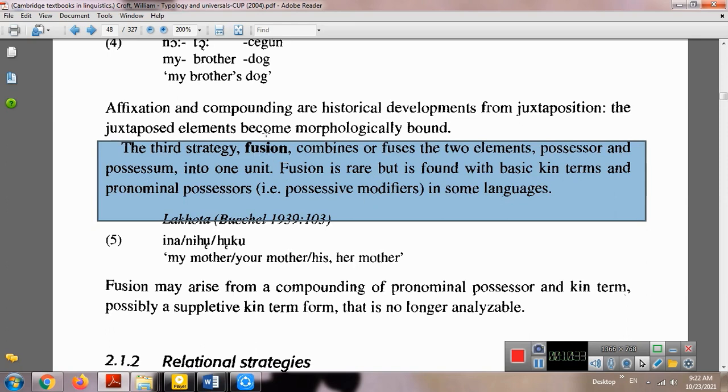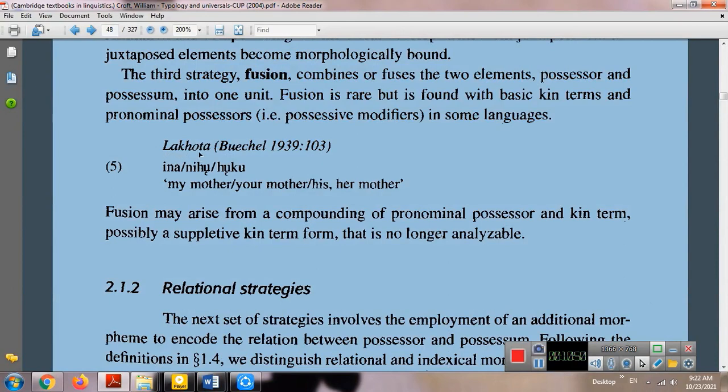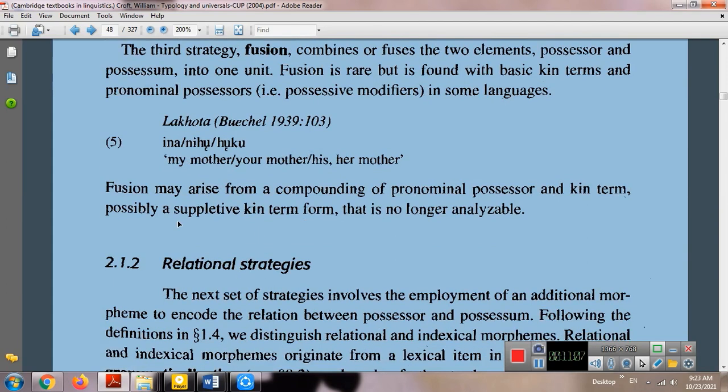By fusion we mean combining or fusing the two elements, possessor and possessum, into one unit, and it happens in kin terms and pronominal possessors. It happens rarely, like here in Lakhota, where we have my mother, for example, your mother, his or her mother. They are kin terms, and we use fusion for that. We express the possessor and possessum in one term.